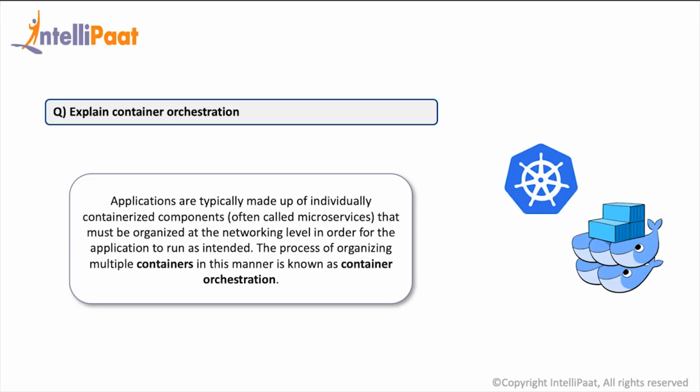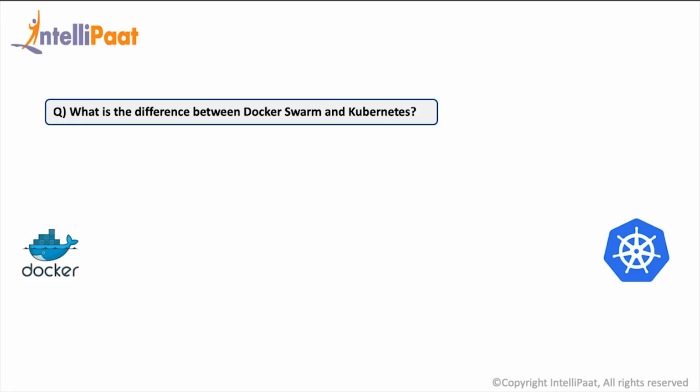And basically, if you were to understand what container orchestration is, like I said, when you work with multiple containers, you have to take note of a lot of things, and that is possible using the container orchestration tools like Kubernetes and Docker Swarm. Okay, so the next question is, what is the difference between Docker Swarm and Kubernetes?